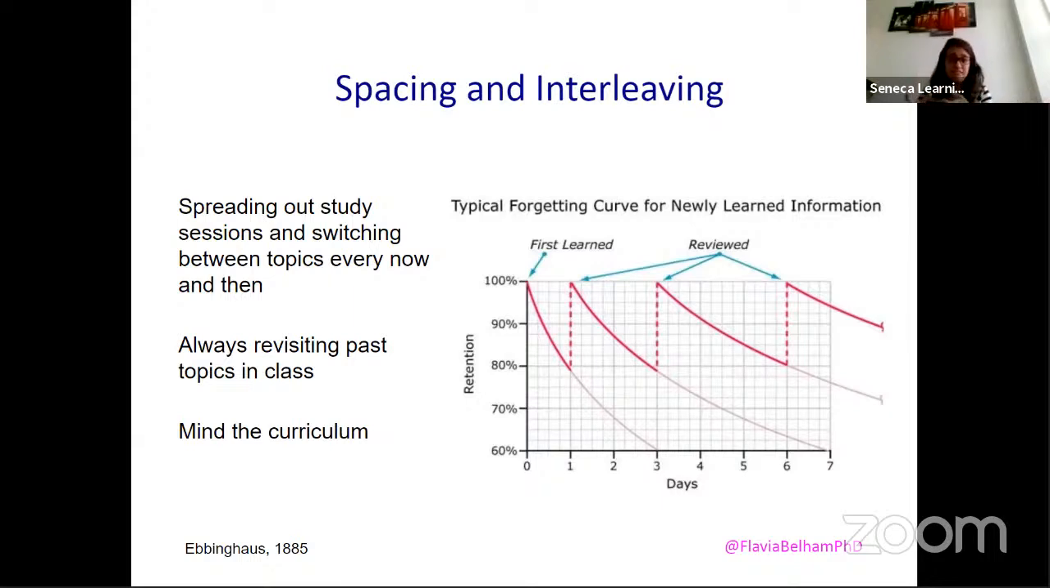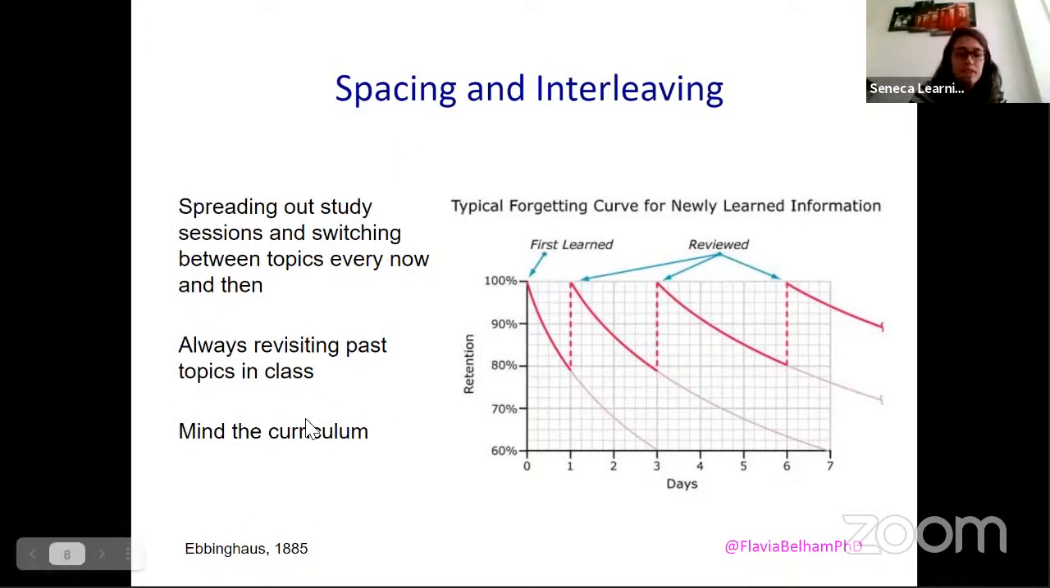And then the interleaving is that in between different things, you do something else. So in between studying biology, you go and study a little bit of English. In between English and English, you go and study physics. So it's like the gym again. Between doing different sections on your arms, you do some legs as well.